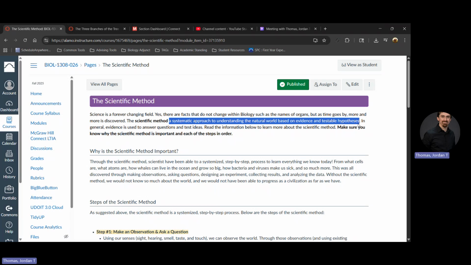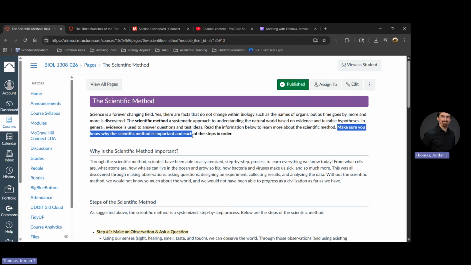For this content page, I want you to make sure you know why the scientific method is important and know each step in order. Be able to describe each step of this process. And to start off, we're going to go over why the scientific method is important. Like I stated earlier, the scientific method is a systematic approach to understanding the natural world based on evidence and testable hypotheses. It's the way we know the world around us.